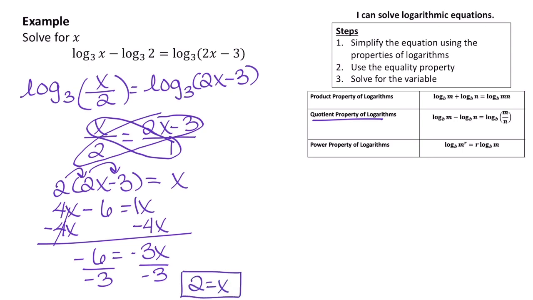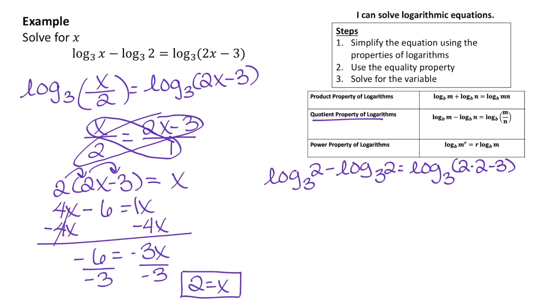Okay, so let's always make sure to check our solutions. So I have the log base 3 of 2 minus the log base 3 of 2 equals the log base 3 of 2 times 2 minus 3. If I combine them using the properties, I have the log base 3 of 2 over 2 equals the log base 3 of 4 minus 3, which is 1, which tells me the log of 1 equals log of 1.